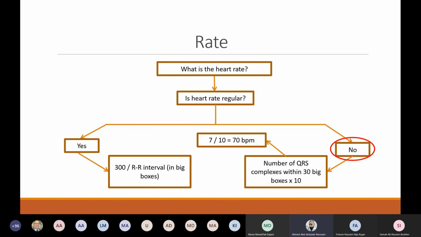So again, let's apply the rule. Is the heart rate regular? No, it's irregular. The number of QRS complexes within 30 big boxes is 7. Sorry, this is by mistake. This is times 10. I will correct it. So 7 times 10 is 70 beats per minute.